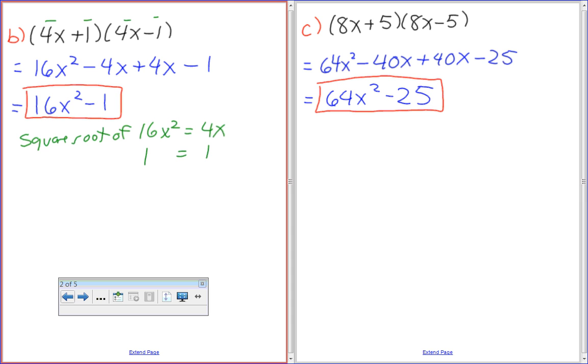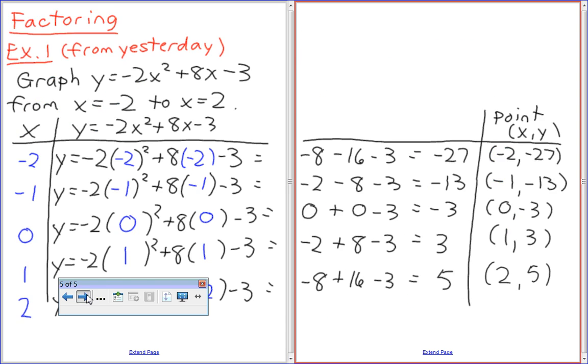Same thing here, the square root of 64x squared is conveniently 8x. So 8 and 8, and then 5 and negative 5. Okay, that's difference of squares. We're going to do difference of squares formally right now. Is that looking familiar from last year? I hope. If it isn't, too bad. Here we go. Difference of squares is our first type of factoring.